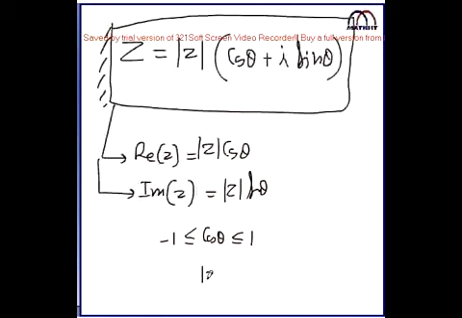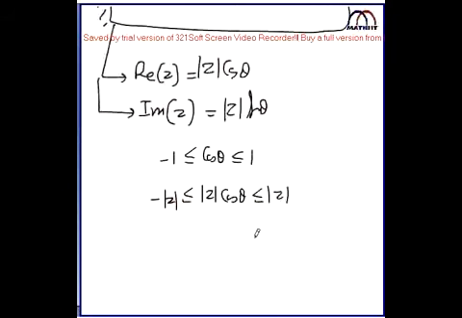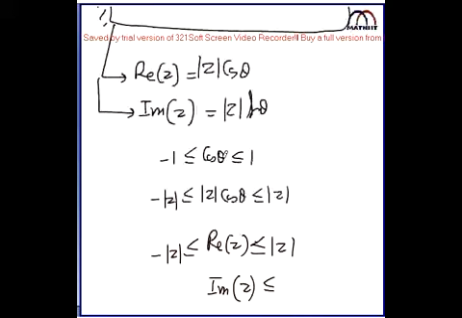If I multiply both sides by mod Z, it will become mod Z cos theta less than or equal to mod Z and greater than or equal to minus mod Z. So it always lies between mod Z and minus mod Z. Means the real part of a complex number cannot be greater than the modulus of that complex number and cannot be less than the minus of the modulus. The same condition will come for the imaginary part of Z also, because whatever rule cos theta follows, sin theta also follows. So we say mod Z and minus mod Z.